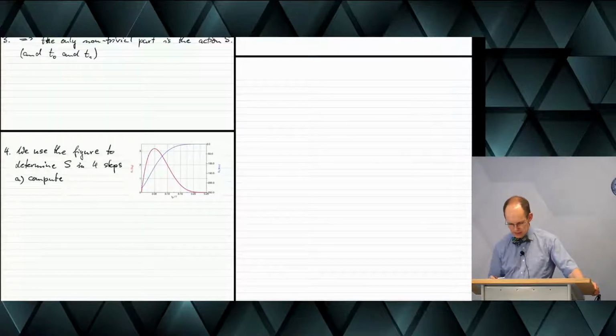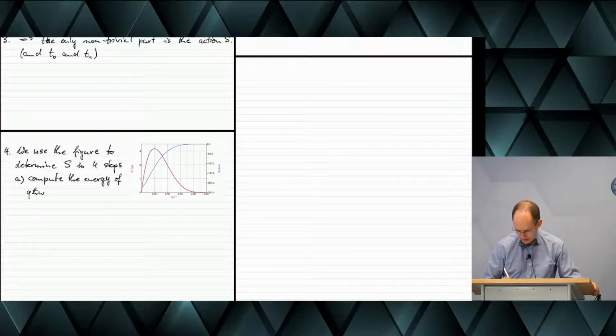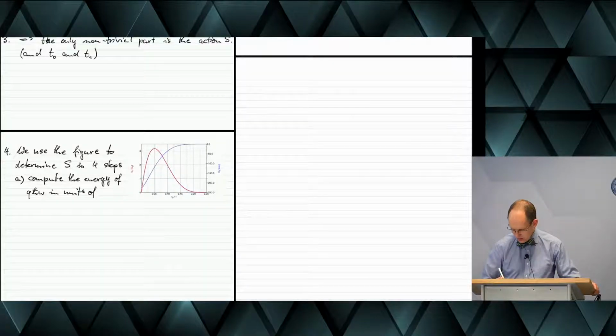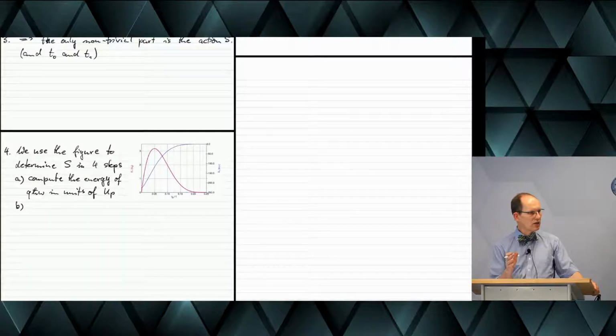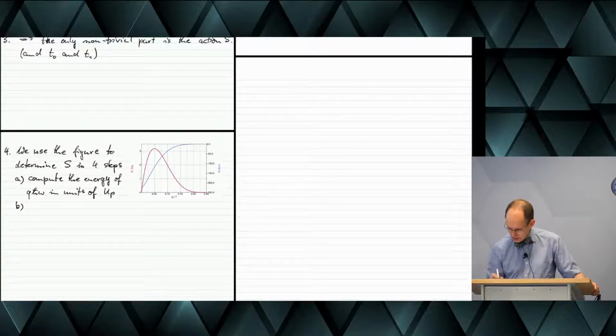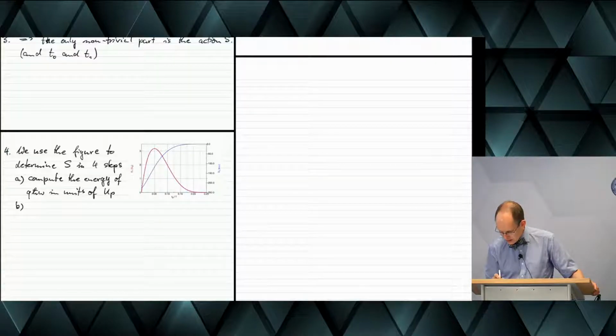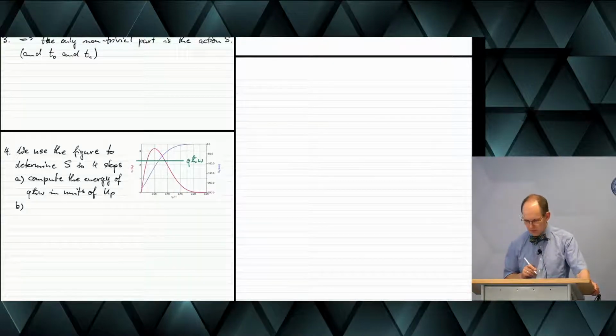So all of that stuff is scaled. We compute the energy of Q times h bar omega in units of UP. And then if we have that, we can determine the time t0 of the trajectories, right? And how do we do that? What we do is that we draw a horizontal line, say this here is Q times h bar omega, right? Okay, let's write that down.